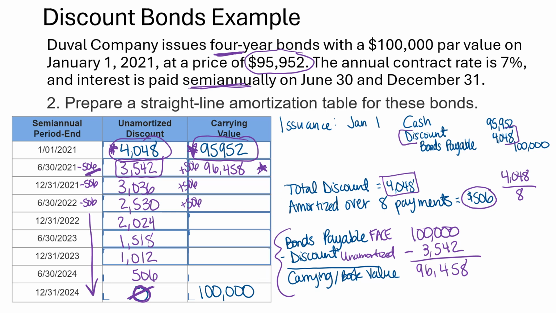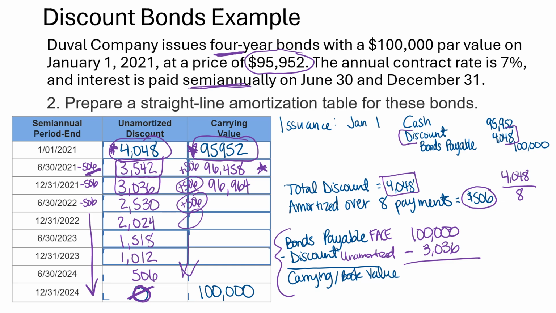So you can fill out the rest of this column in one of two ways. The first way is you can just continue adding 506 each time all the way down, or you can fill in your carrying or book value equation here by going to the next unamortized discount amount, $3,036, which gives you $96,964. You can do it that way, or like I said, you can add 506 to each of these.